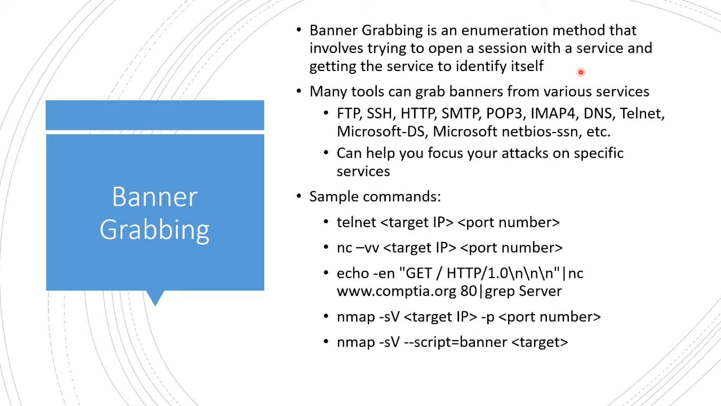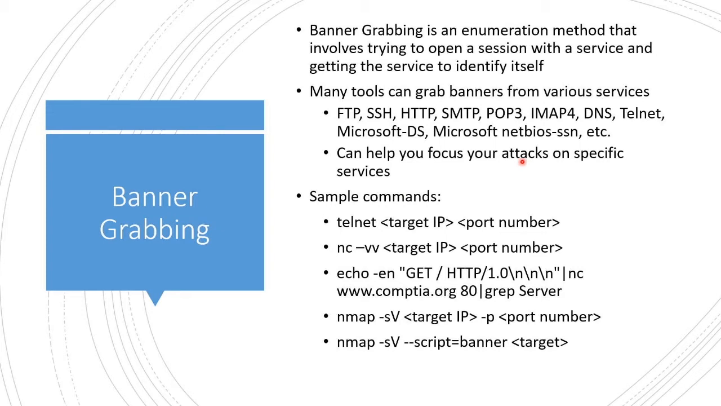We try to identify an operating system or a service, and we get that service to identify itself. There are a number of tools that can grab banners from the services. And we can grab banners from FTP, SSH, HTTP, SMTP, POP3, IMAP4, DNS, Telnet, Microsoft DS, Microsoft NetBIOS, etc. Samba. So that helps us focus what our attack will be.